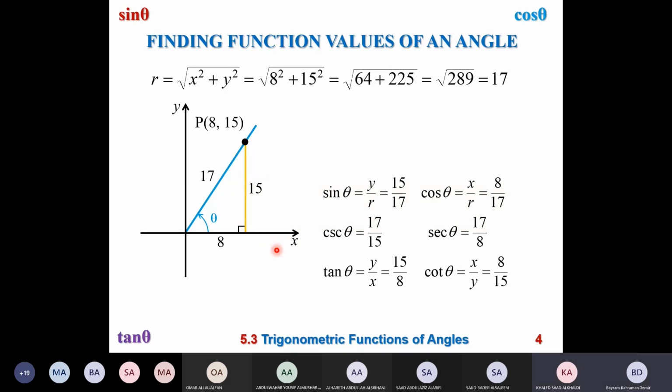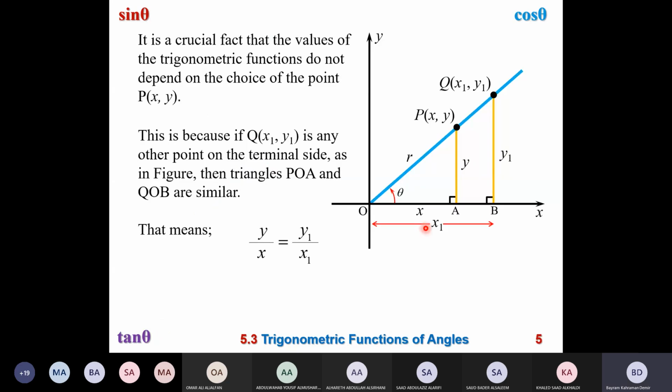And then the point coordinate is x and y. Yes, point coordinate is x and y. Yes, exactly. Very nice. Now, if somebody chooses another point on the terminal side, the trigonometric value will not change. It will stay the same.